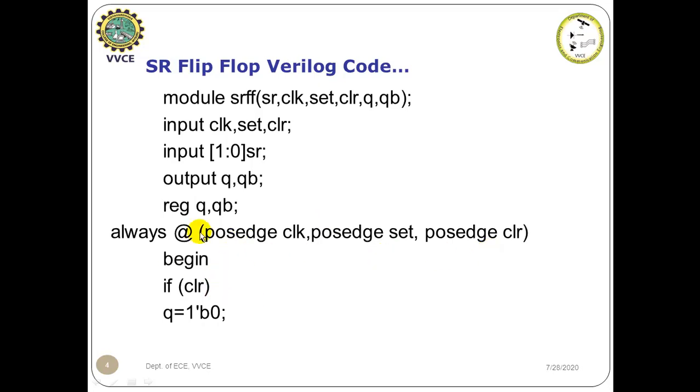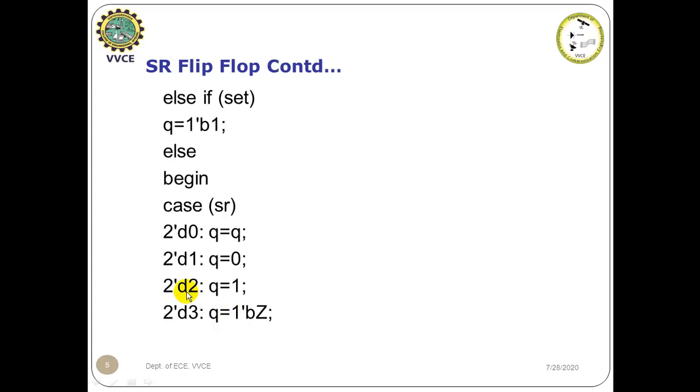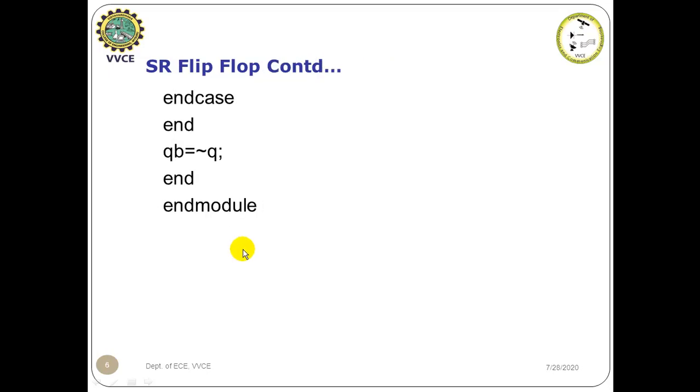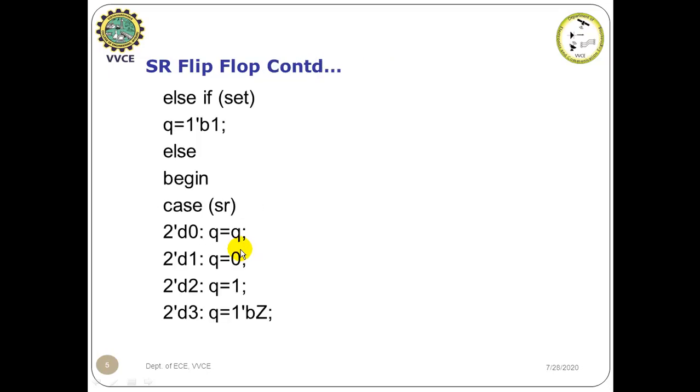I am writing the if statement. If clear is 1, the output of Q is 0. Else, if set is 1, the output is 1. I am doing this step mainly because when SR input is 00, I have to achieve the previous output to appear in Q and Q bar respectively. Henceforth, if clear is 1, output is 0. If set is 1, output is 1.